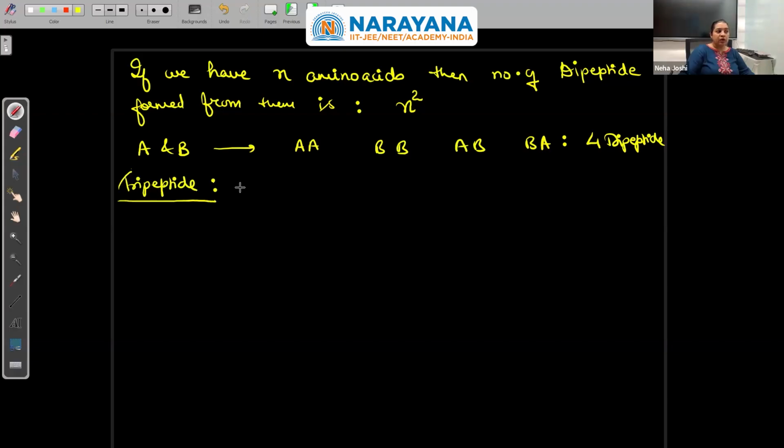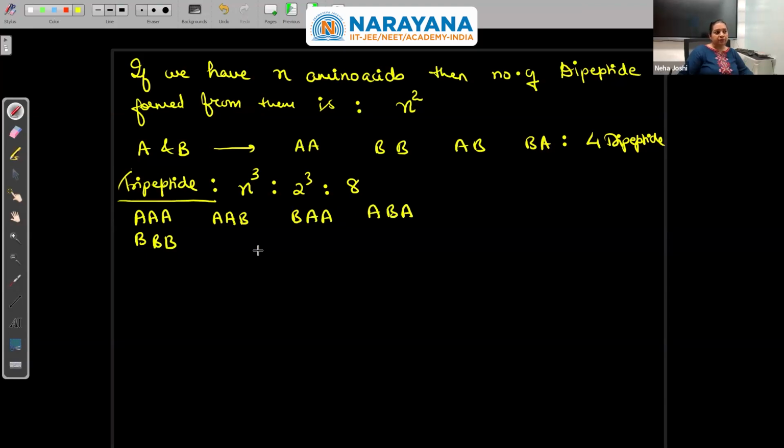Tripeptides are to be formed. So I'll say n raised to power 3, okay, so 2 raised to power 3. I should get 8. Let us check. Tripeptides: A, B, B, B, A, B, B, A, A, B, A.